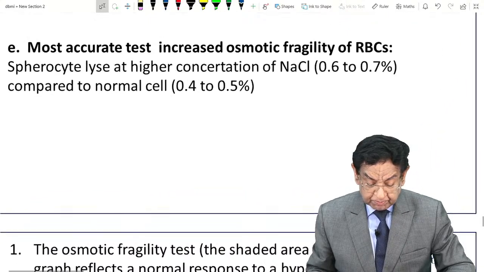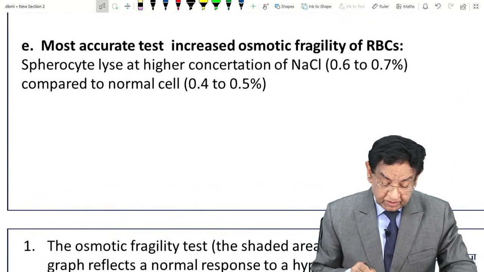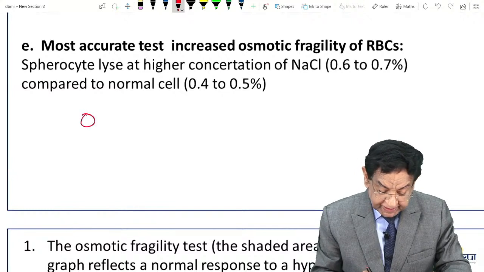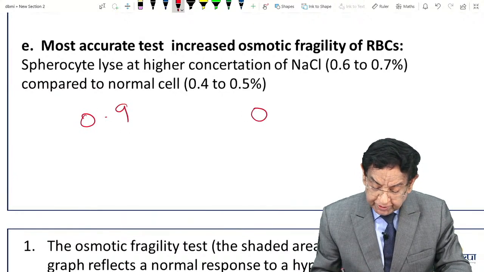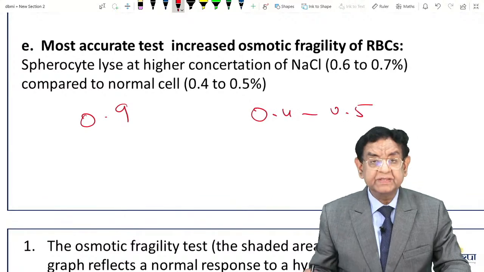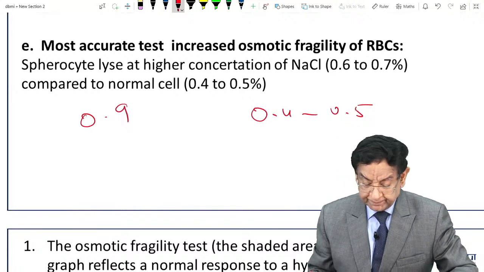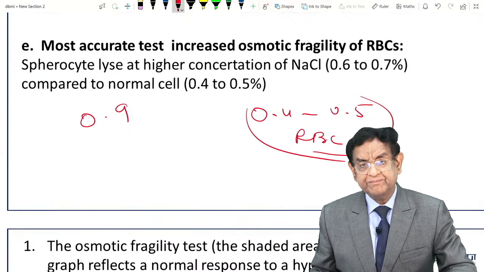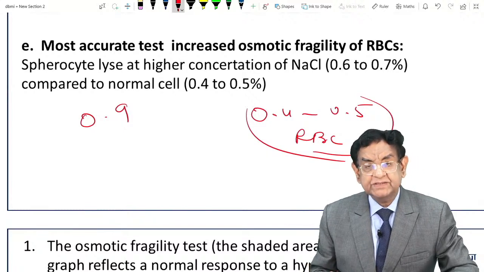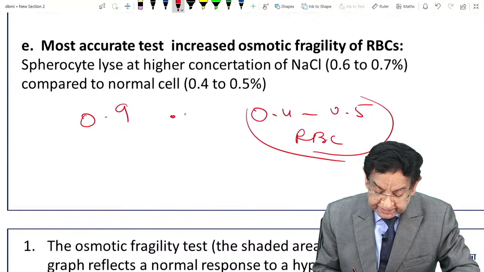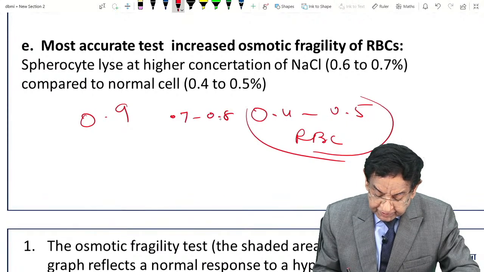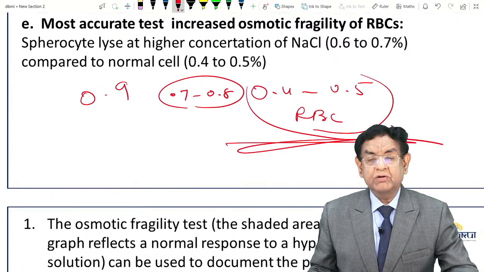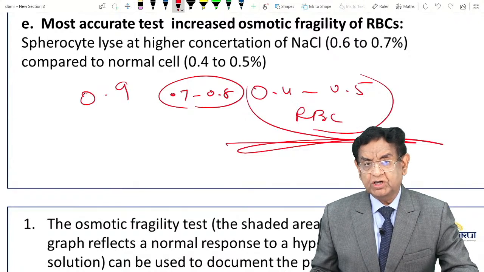So let me tell you about the osmotic fragility test. Normal saline is 0.9%. If you go to 0.4 to 0.5, this is hypotonic. So normal RBCs hemolyze at 0.4 to 0.5% of saline. But in hereditary spherocytosis, they may hemolyze at 0.7, 0.8. So they get hemolyzed, but at a higher concentration as compared to normal saline.